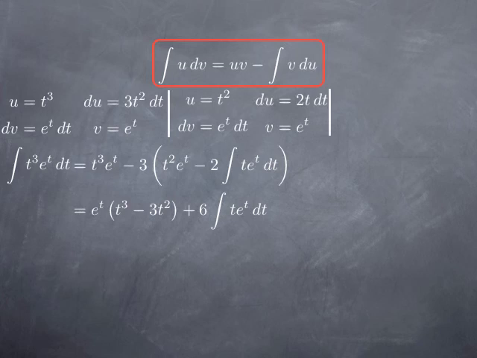So that simplifies as e to the t multiplied by t cubed minus 3t squared, plus 6 times the integral of t e to the t. Well, we're still not done, but as expected, we now have an integral of something of degree 1 times e to the t, so if we do it once more, we should get just a constant times e to the t.